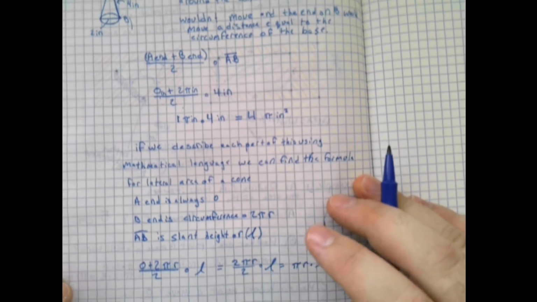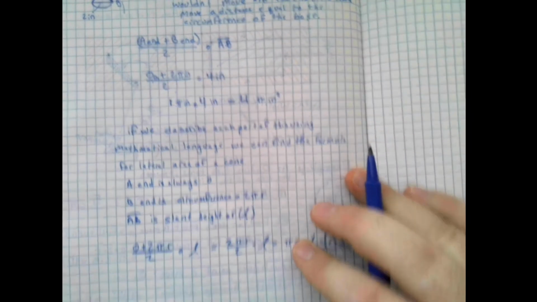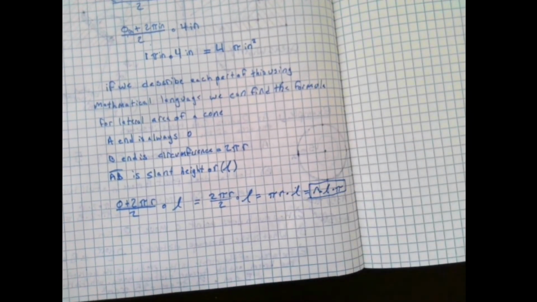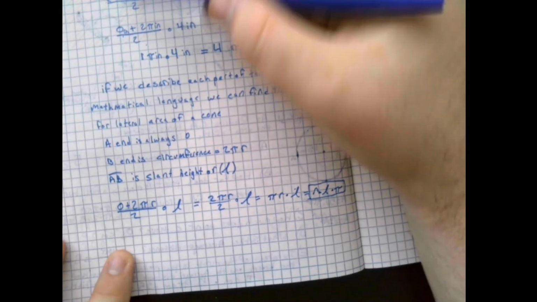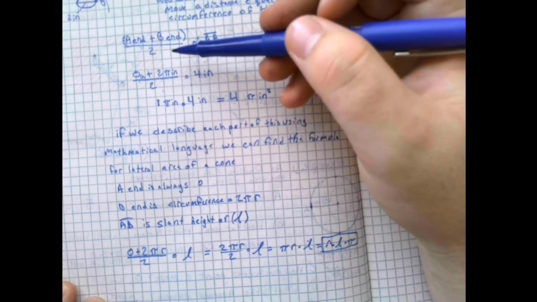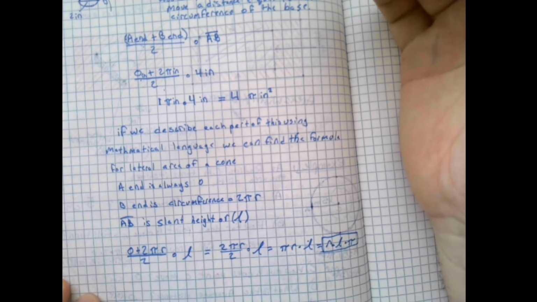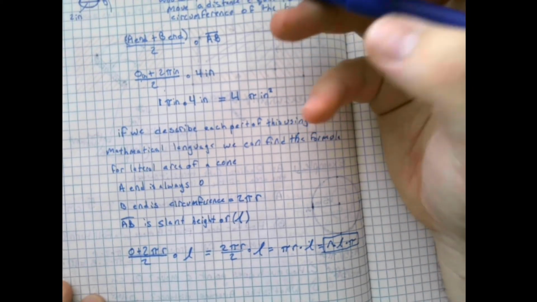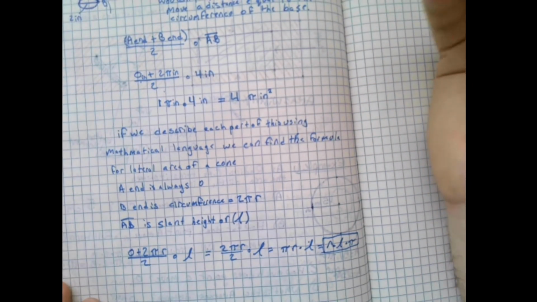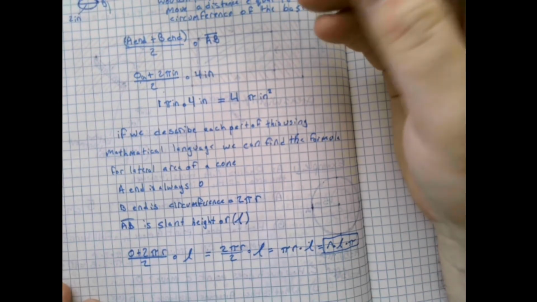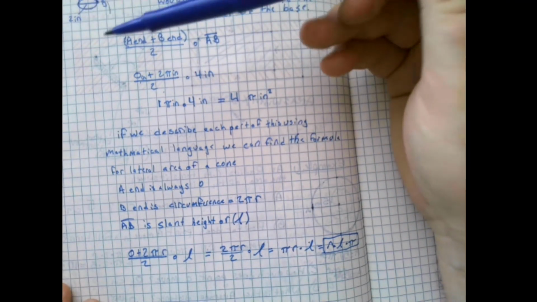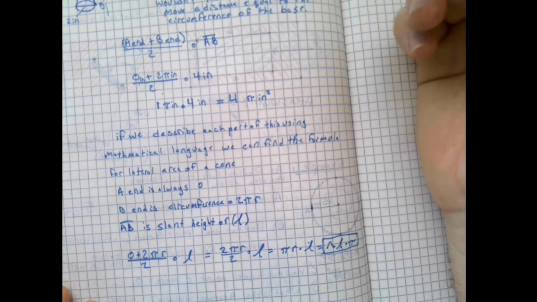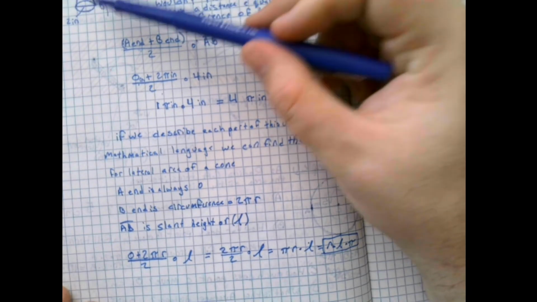Now, if we were to describe the variables that we put in here in this equation using the language of math, we could actually use this description, this discussion of the description of how to find the lateral area of a cone to find the formula for the lateral area of a cone. Because it doesn't just work when it's 2 and 4.